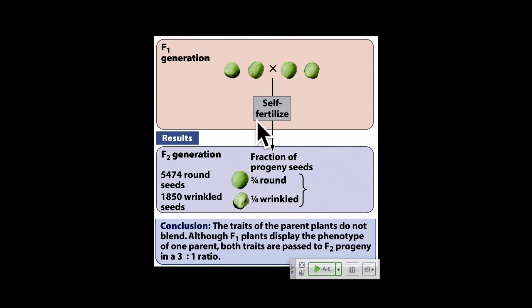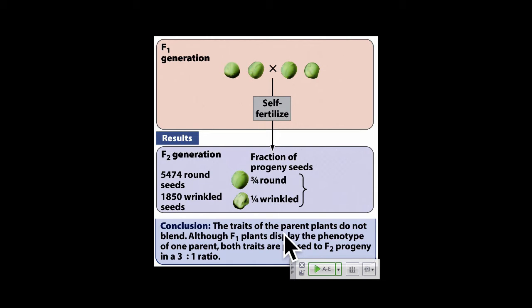All right. So here's the actual data from his paper. So he counted all these seeds. Like I said, he was very quantitative. And so at the F2 generation, so these are self-crossing, he has 3/4 round, 1/4 wrinkled. What this told him was, he didn't know what these genetic factors were, but these factors, whatever they were, were discrete. They didn't blend together and get lost in that F1 generation, because the one factor came back again in the second.